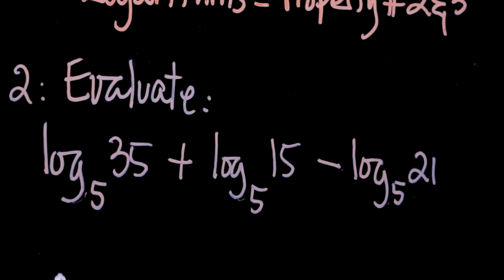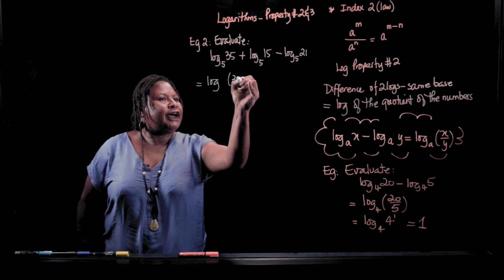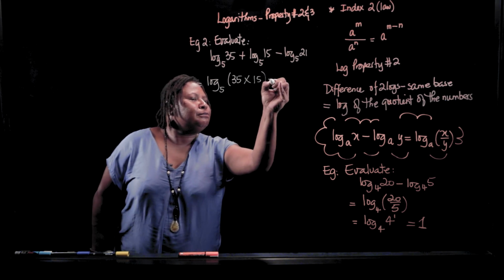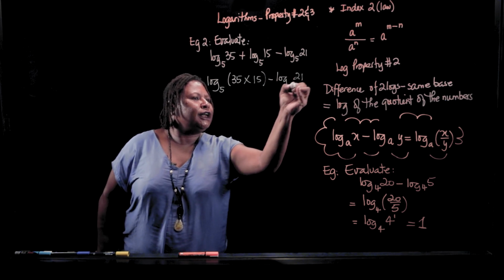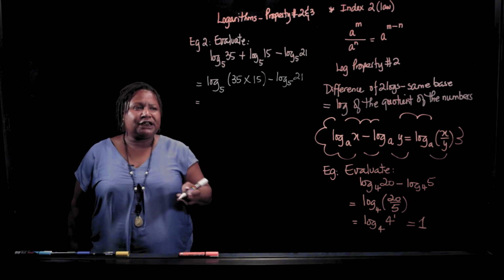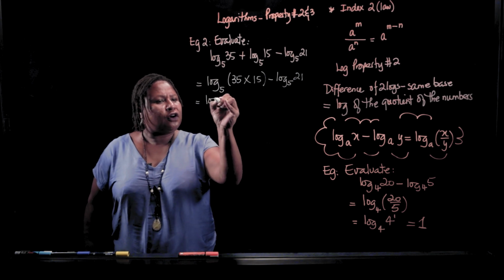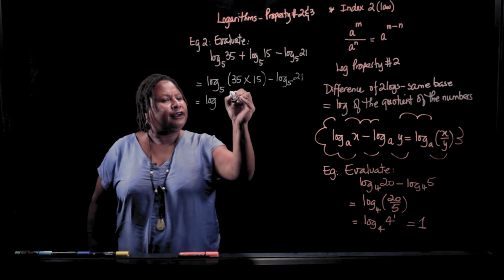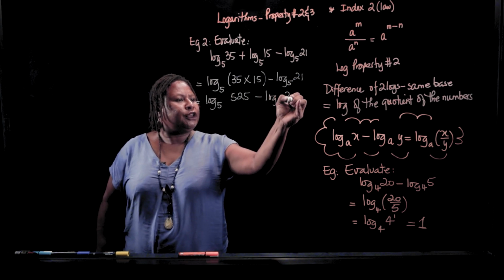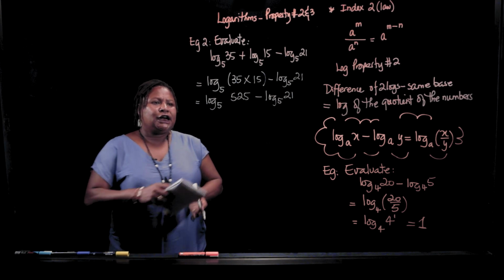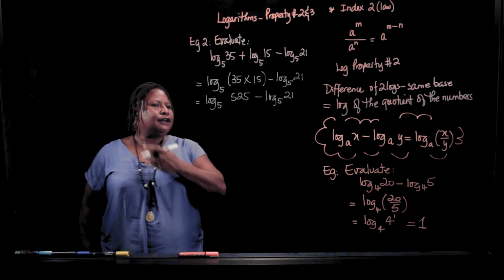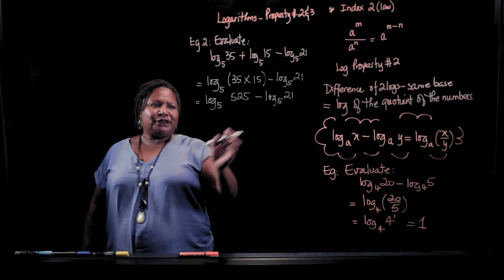Addition, we will have log 35 times 15 to base 5 minus log 21 to base 5. Now, 35 times 15 is equal to 525. So log 525 to base 5 minus log 21 to base 5. Now you have to express 525 using the base 5, after we divide, of course, subtraction now.